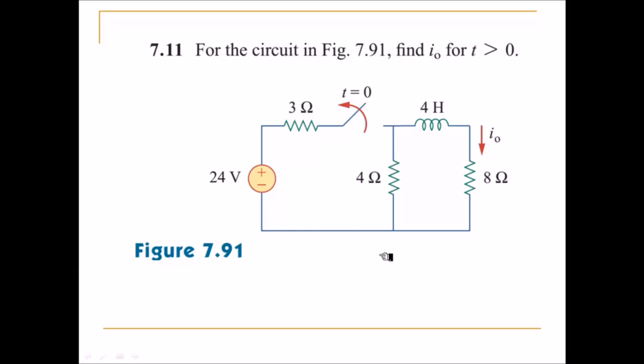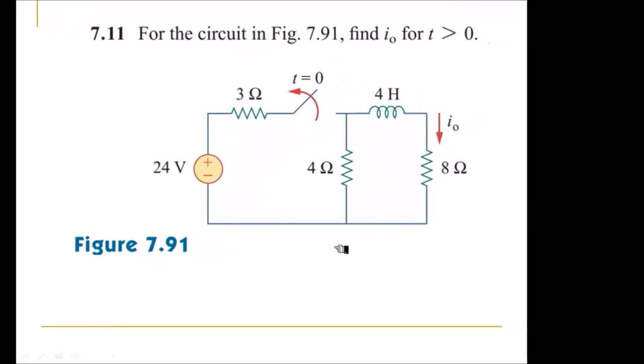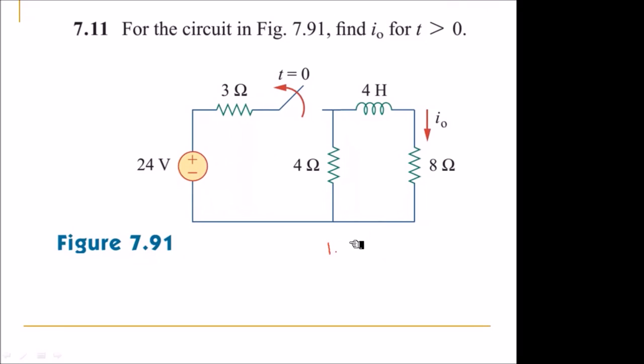Then what are the types of analysis we have? We have two types: source-free analysis and forced analysis. For the given problem, the circuit comes under the category of RL circuit, since we have only a resistor and an inductor. And what is the type of analysis to be performed: source-free analysis, forced analysis, or a combination of forced and source-free analysis? Since you are asked to find the current I0 for t greater than 0, what is the circuit condition for t greater than 0?